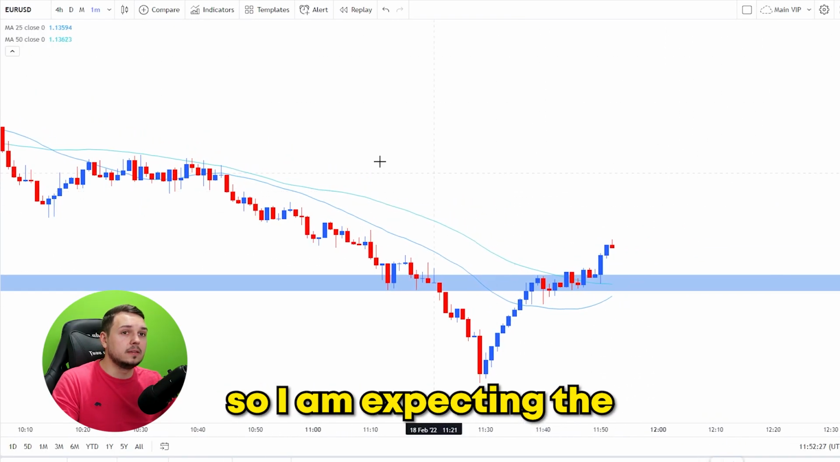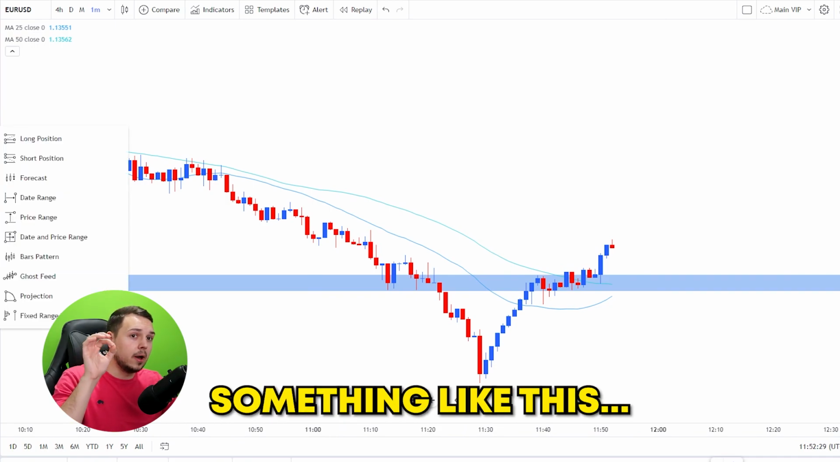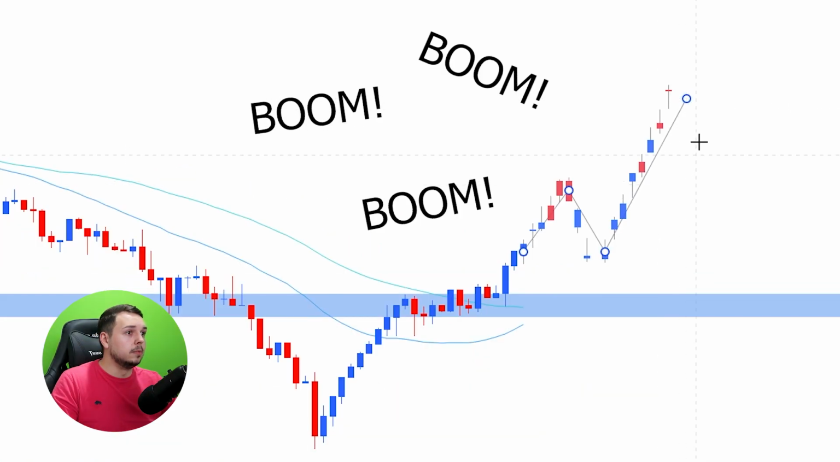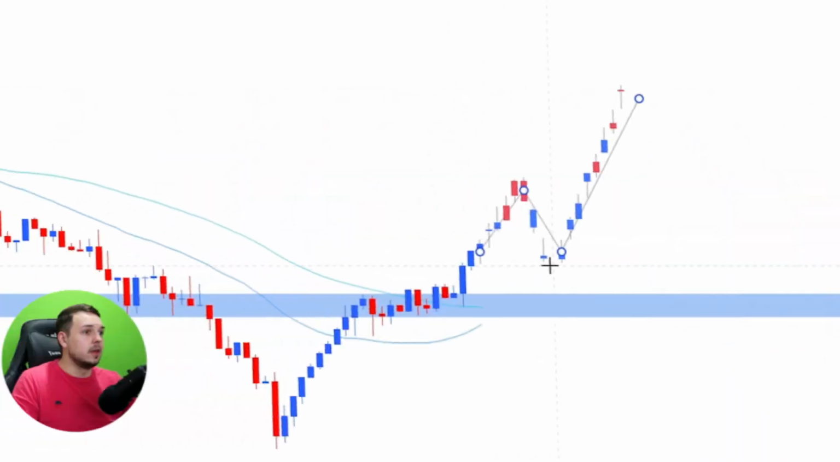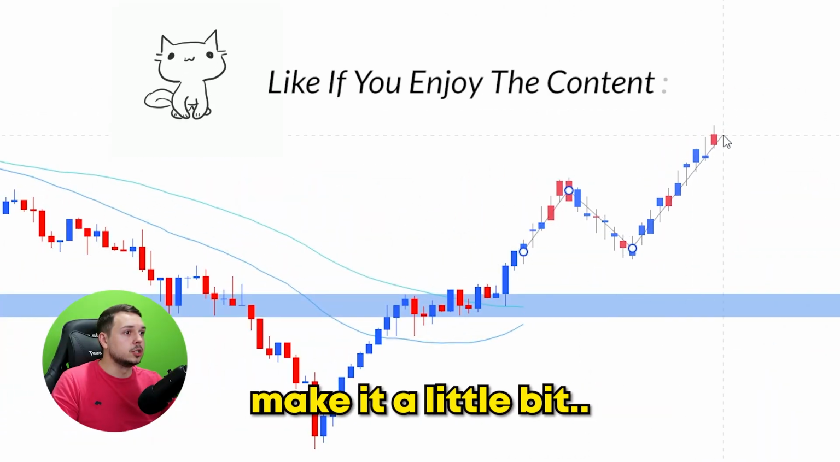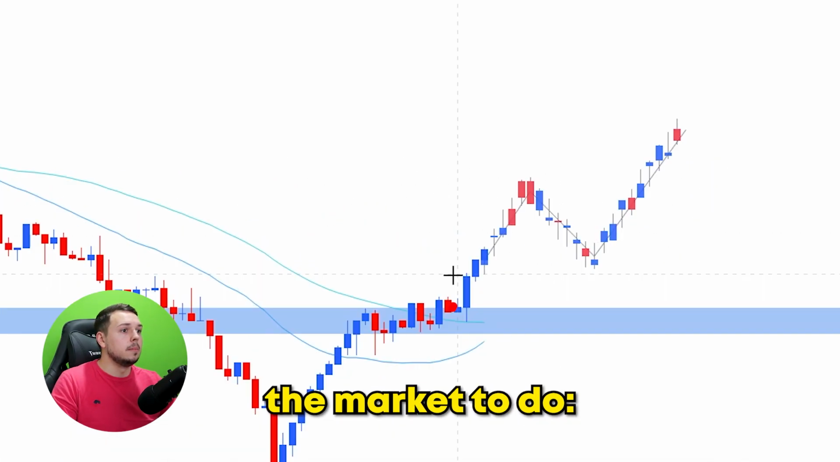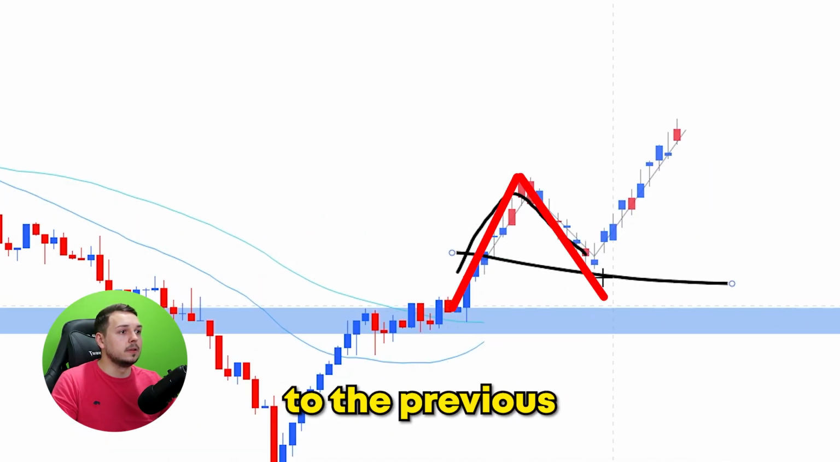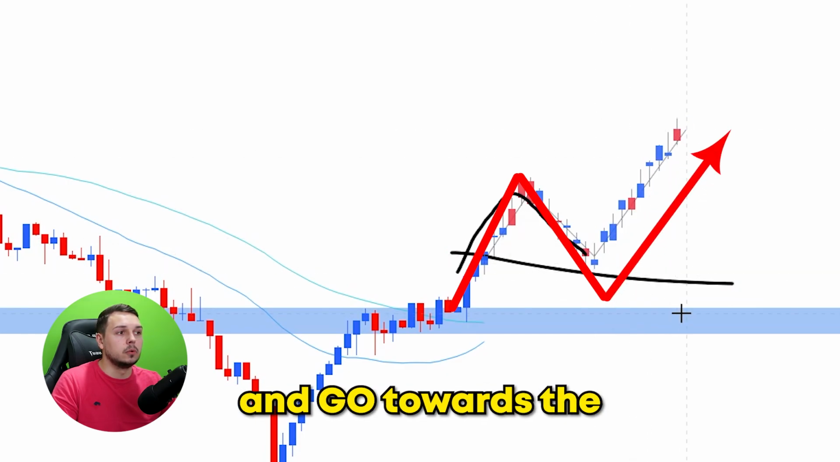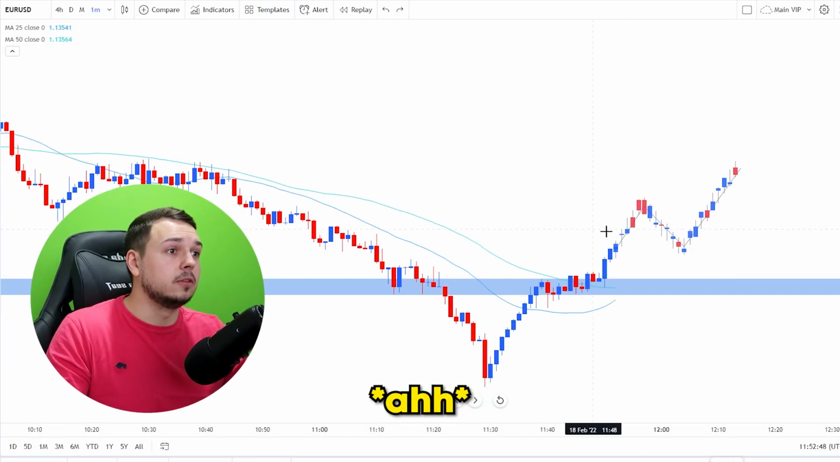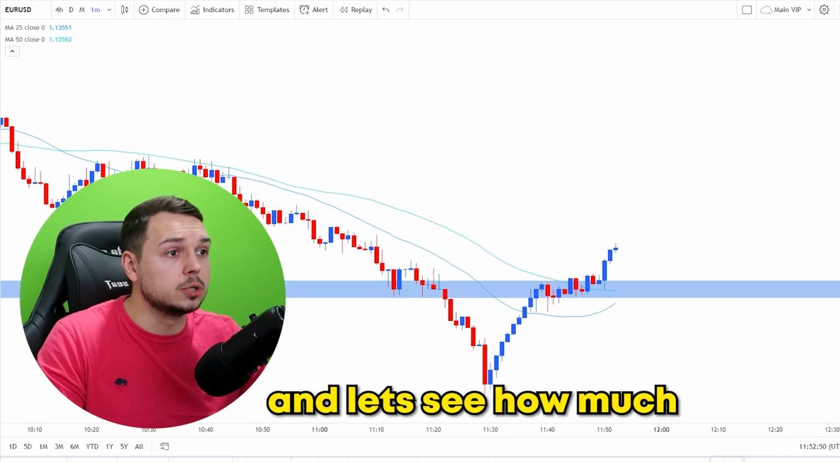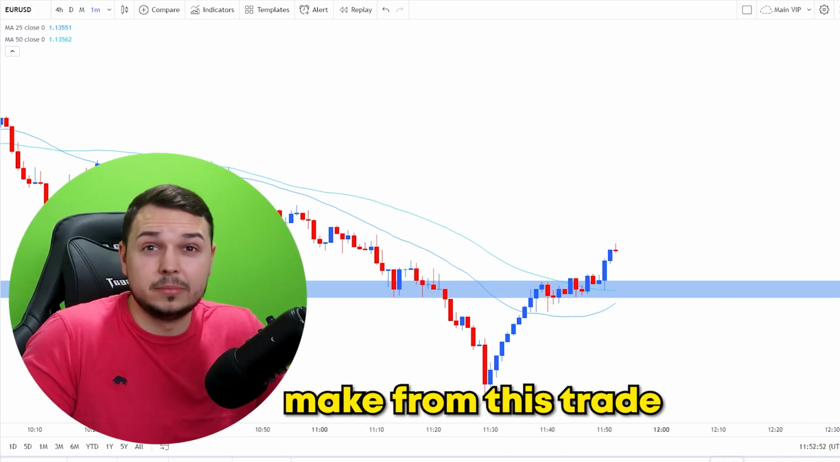So I'm expecting the scenario to be something like this. Something in regards to this, make it a little bit sharper. There we go. This is what I expect the market to do. Maybe push exhaustion to the previous area of sensitivity and go towards the upside once again. So let's see if that happens, and let's see how much money we can actually make from this trade.